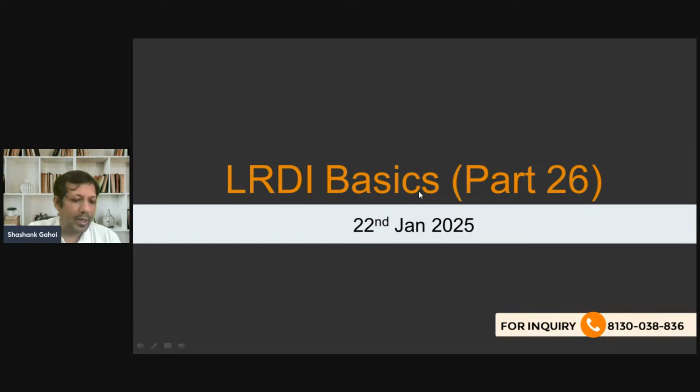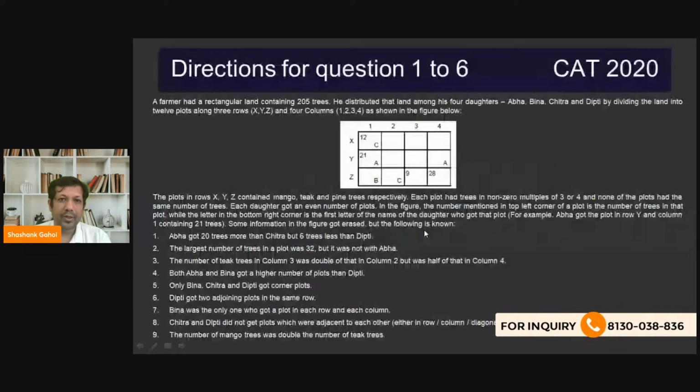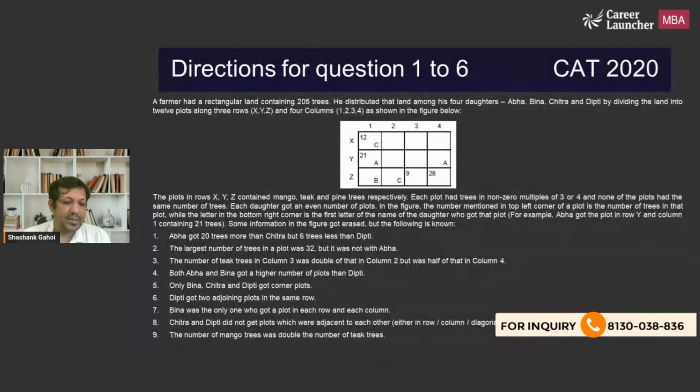Hello. So we are going to start with LRDI basics, CAT 25. We are going to talk about one previous year set that we usually do. This is the set that we are picking from CAT 2020.